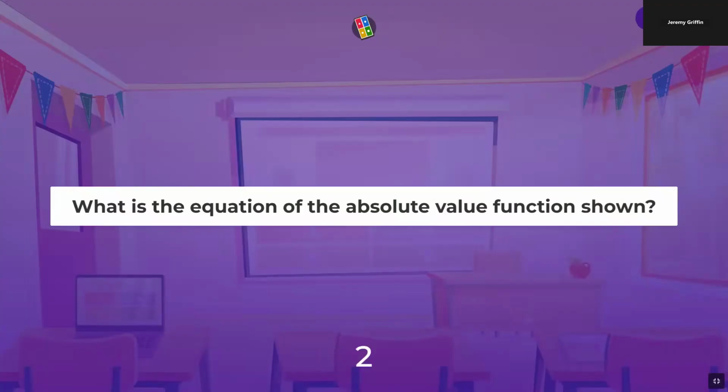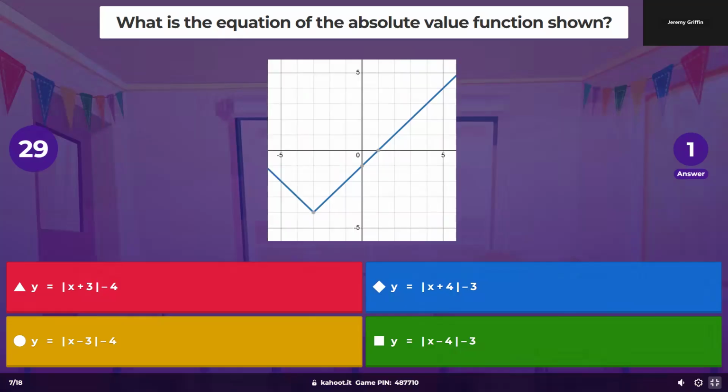What's the equation of the absolute value function shown? Absolute value. Okay, so I say classic V-shaped graph. That'd be absolute value. It looks like the origin point has been shifted. Looks like left 3 down 4. Guys, how do you go left 3 down 4?